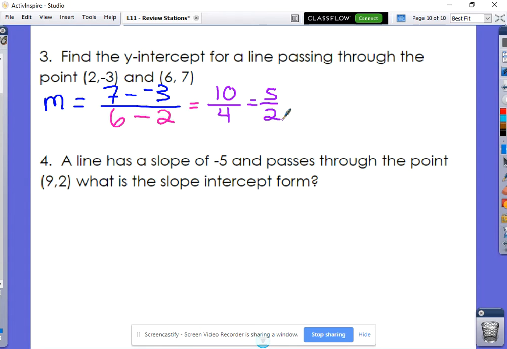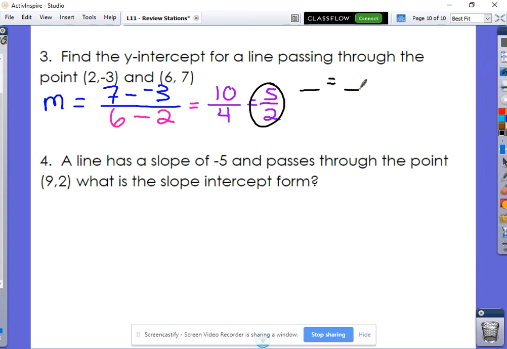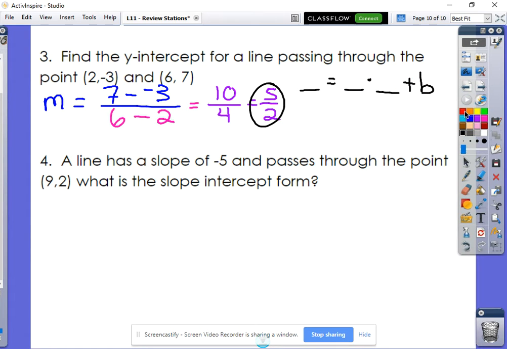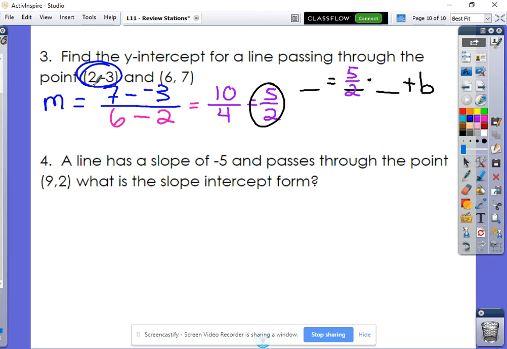Okay, now that you have your slope, we go to y equals mx plus b. All right, blank equals blank times blank plus b. And we're going to plug in. My slope that I just found is 5 over 2. And the point that we were given, you can choose any of these points that you want. I'm just going to choose this one. So I'm going to plug that in. My y coordinate is -3 and my x coordinate is 2.